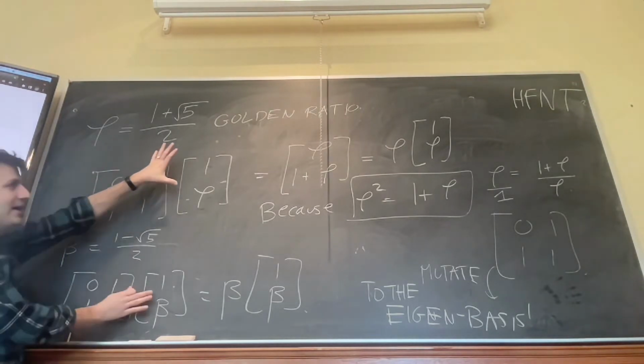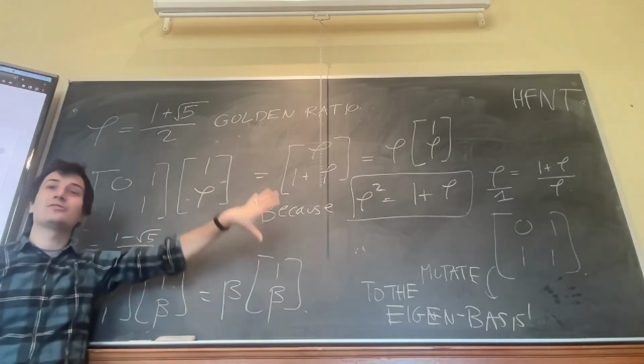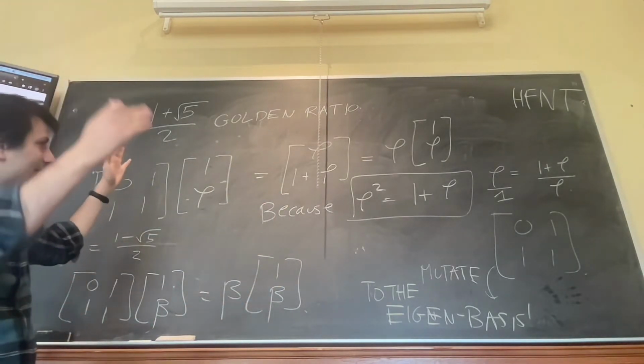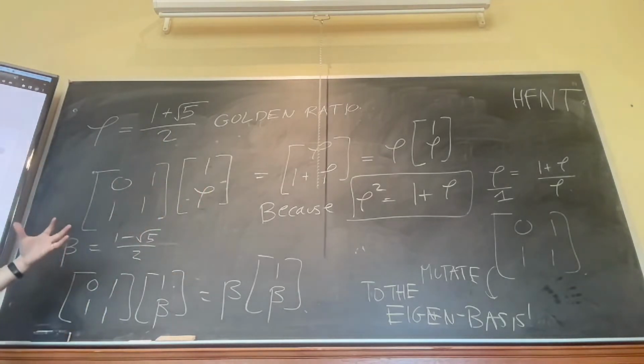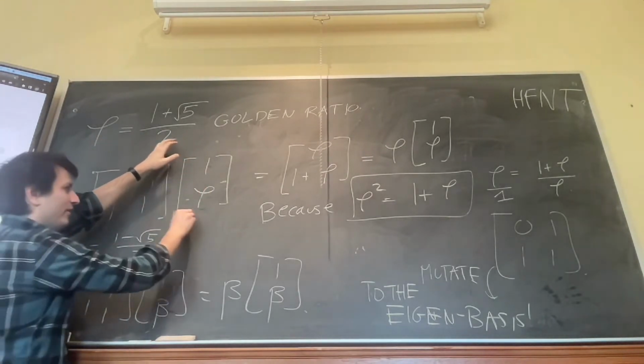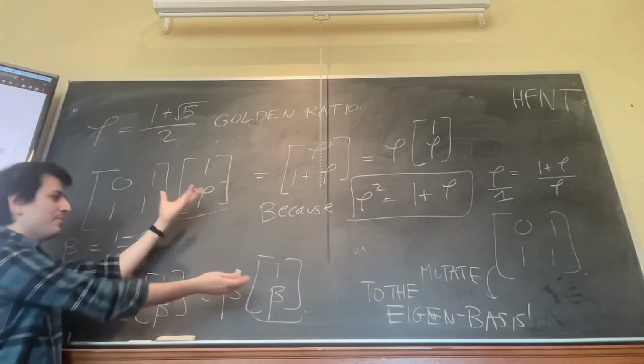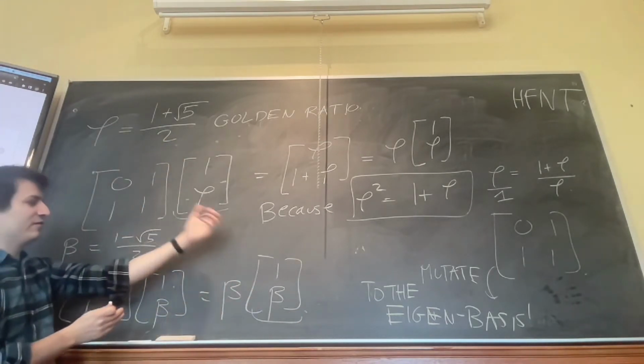How does it act on linear combinations of the eigenvectors? So instead of looking in the ordinary land where you have vectors which are a, b, we're going to look at vectors that are linear combinations of (1, phi) and (1, beta). So this is the basis we want to work in. We want to work in the basis (1, phi) and (1, beta).